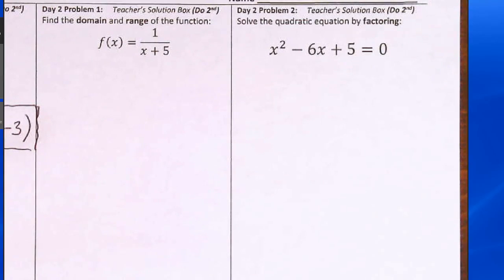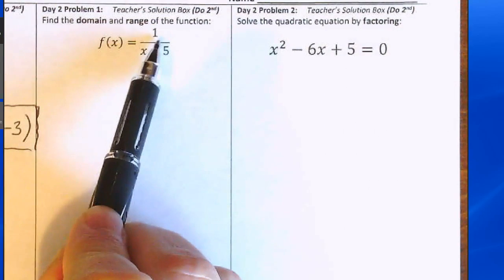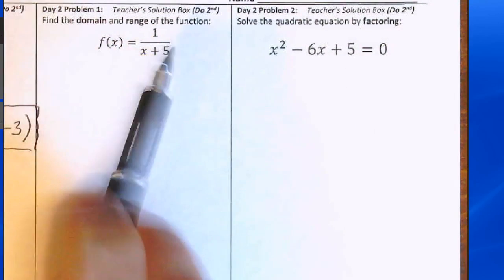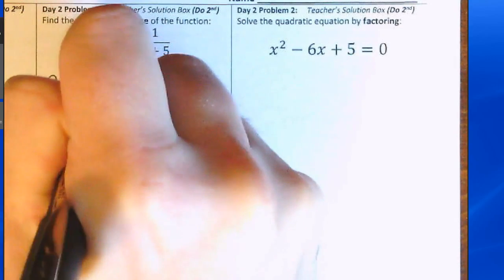Here's the solution for day 2, problem 1. Find the domain and the range of this function. f(x) is equal to 1 divided by x plus 5. First thing we're asked for is what is the domain of this function?